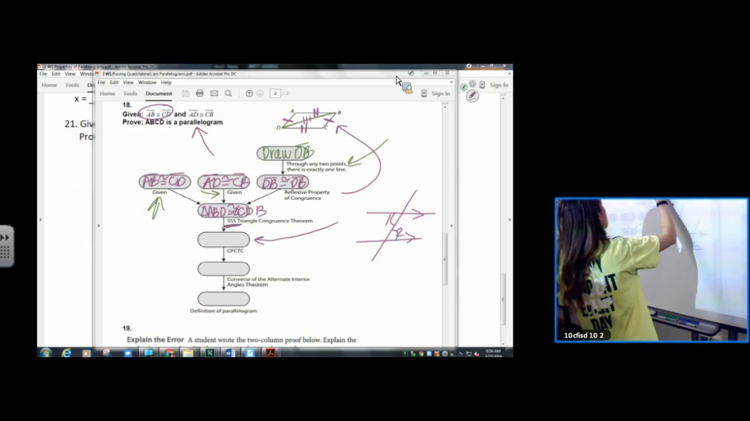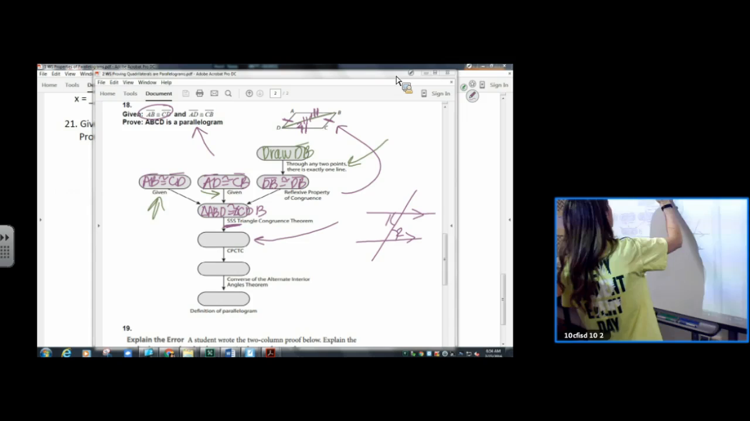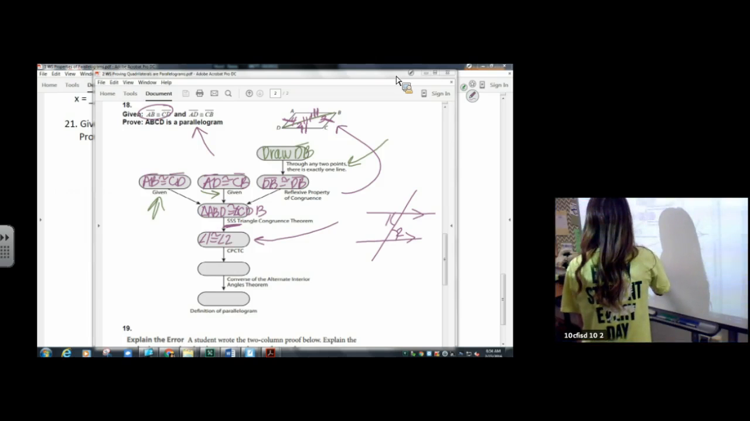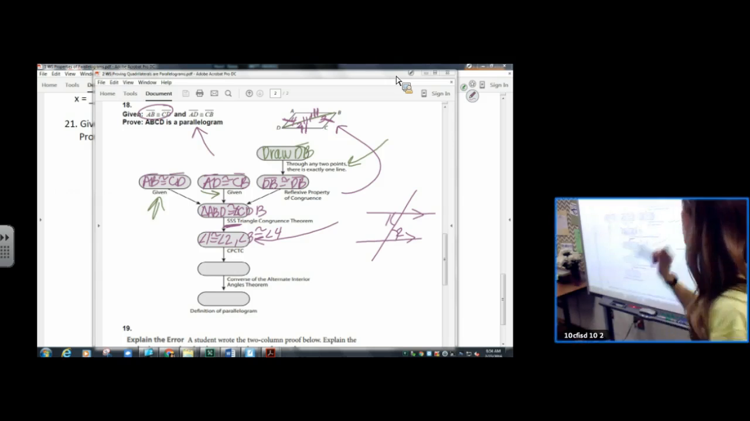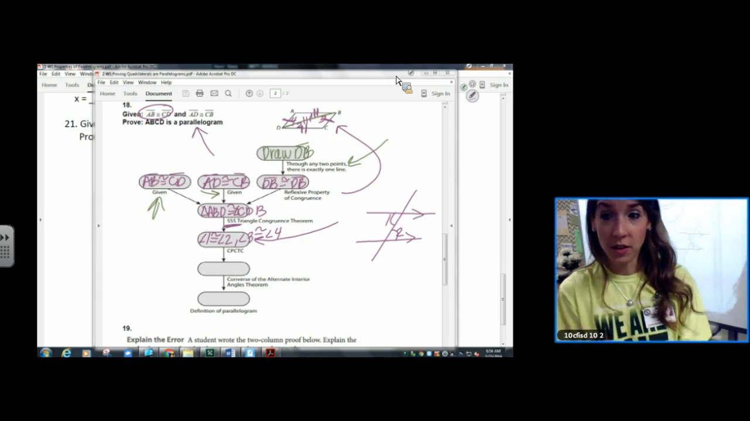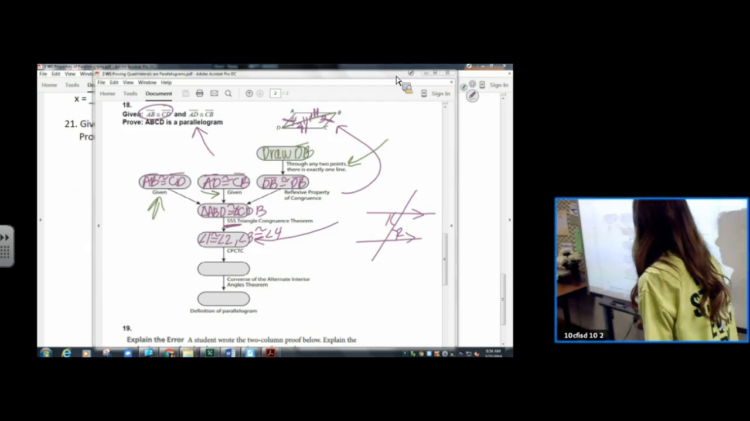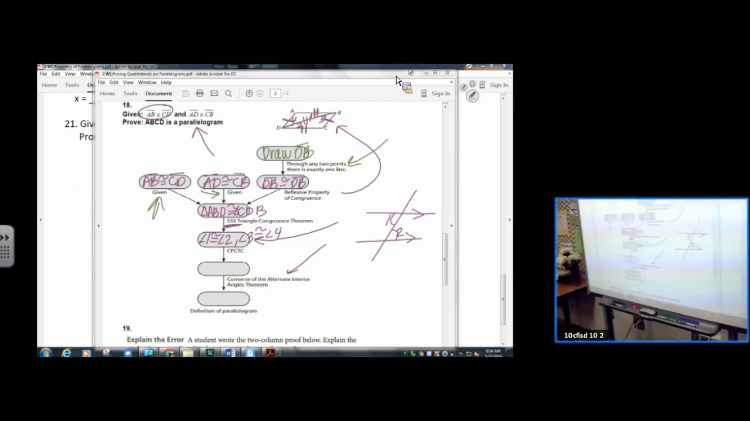I'm going to cheat again. I'm going to call it 1 and 2 and 3 and 4. Angle 1 is congruent to angle 2, and angle 3 is congruent to angle 4. Why? Because corresponding parts of congruent triangles are congruent. Alrighty, a lot of people, this comes up on a quiz, and some people miss this one.